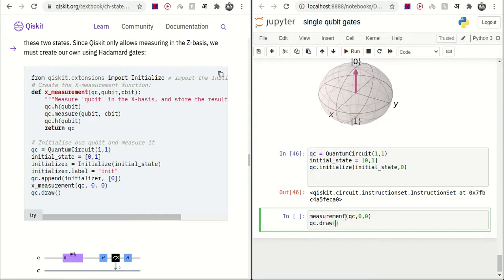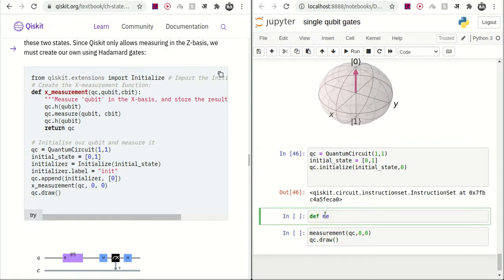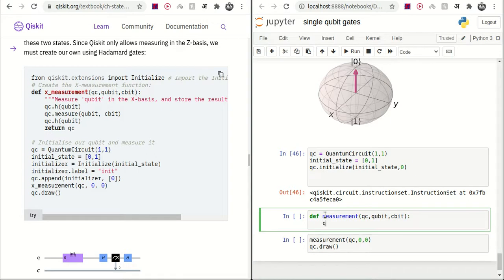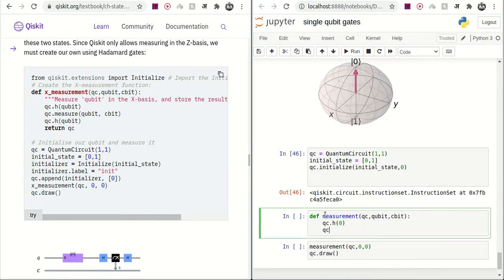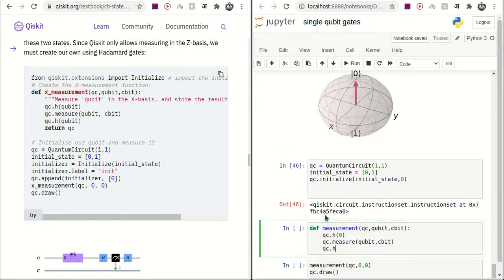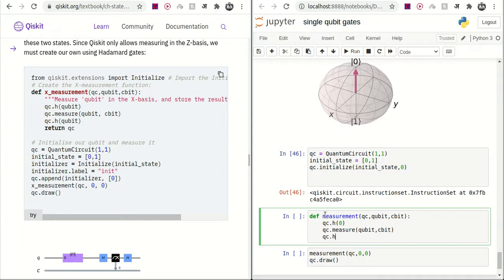This measurement we are going to define as a new operation: def measurement, with the quantum circuit, qubit and c bit. Now we put it through a Hadamard, so we are converting the 0 qubit to the x basis. Now qc.measure on the qubit. This initial measurement is actually done in the z basis. Then qc.h on the qubit.